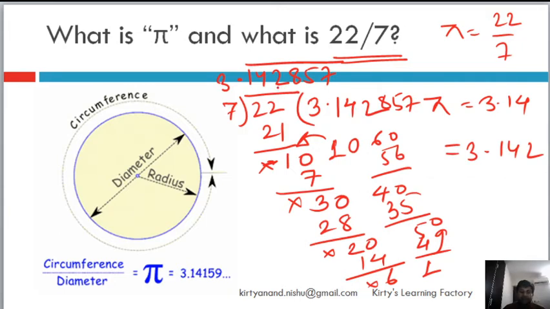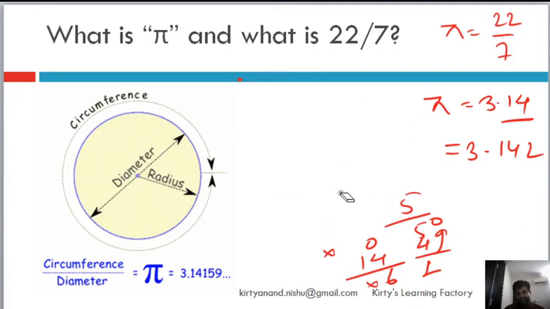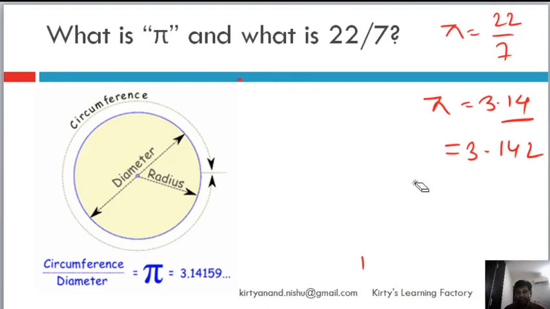For simplification purposes, pi is taken as 3.14. In mathematics books you will see that. But let me tell you that this is not the value of pi. Confused? So what is pi? This is not the value of pi, because pi is an irrational number. Pi is not a rational number.